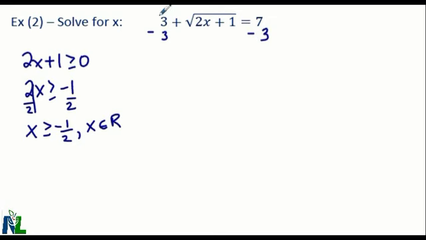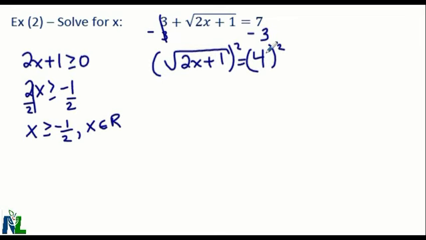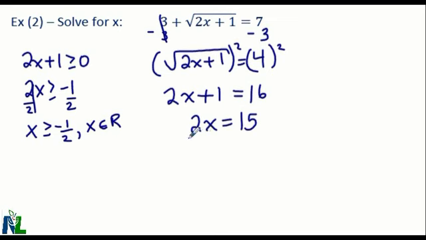Now the first thing I'm going to do is subtract 3 from both sides. In subtracting 3 from both sides, I've isolated the radical. So this gives me 4. To get rid of the root sign, I'm going to square both sides. This leaves me with the expression 2x plus 1 equals 16. This means that 2x equals 16. Take away 1, which is 15, and I get a solution of 15 over 2.